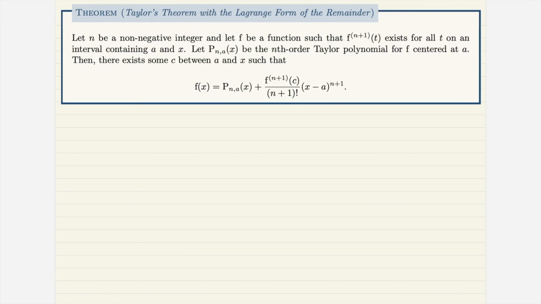Hello, in this video we are going to talk about Taylor's theorem with Lagrange form of the remainder. This is actually the main theorem in this topic, and that is the reason we were interested in talking about Taylor polynomials in the first place. So this is a theorem that helps us to approximate the value of a function with its Taylor polynomial, and it gives us control over the error that we are making in this approximation.